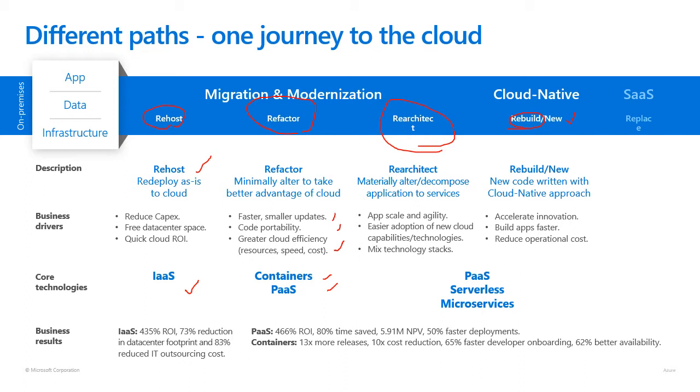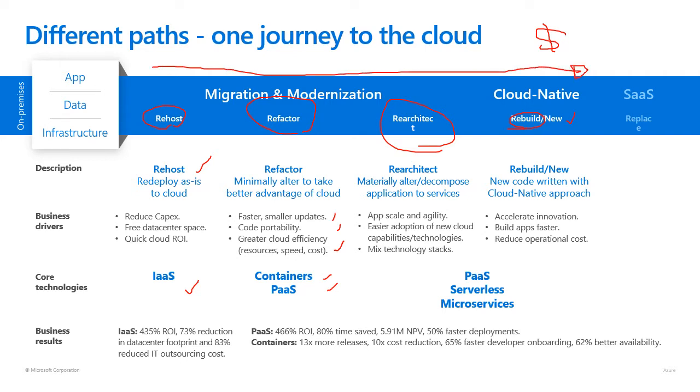So this would give us an opportunity to create new code or new applications using the cloud native approach to accelerate your innovation, to build your apps faster, and to also reduce your operational costs. Now you will find that the cost of running applications actually goes lower if you move from left to right.